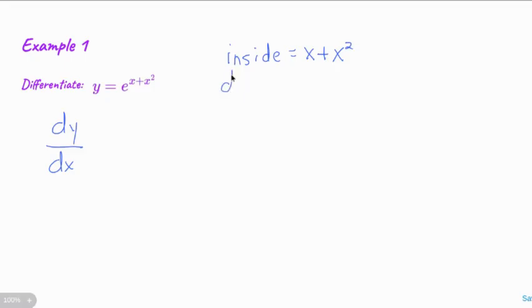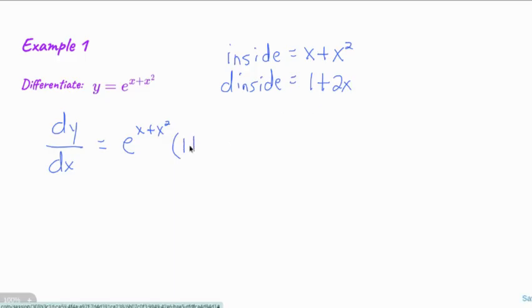Okay, and then we have to calculate d inside. Derivative on the inside is 1 plus 2x. So when we calculate our derivative, we're going to take the original function as is and copy it. And then chain rule means we multiply by the derivative of that exponent. Now, because we have base e, we're not going to add anything else to our function. We're done. If we had a base like 2, then it'd be times natural log of 2.